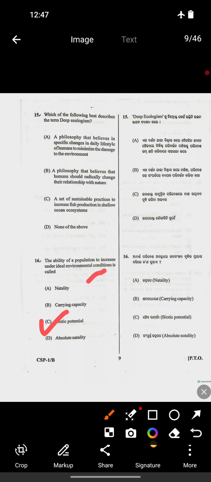Natality means the ratio of the number of births to the size of the population. Carrying capacity is the maximum population size of a biological species that can be sustained by a specific environment. Absolute natality is the maximum number of offspring an organism could potentially produce under ideal, resource-rich conditions with no competition. Here the biotic potential is the right answer, because biotic potential is the maximum reproductive capacity of a species under ideal or unlimited environmental conditions. So option C is the right answer.